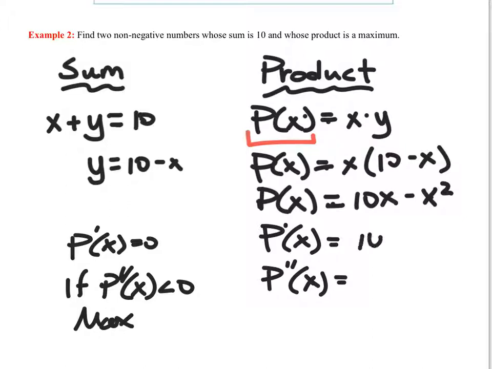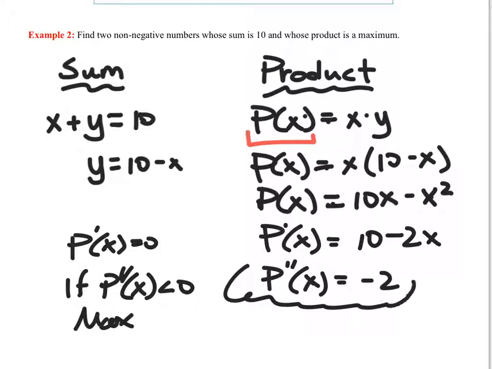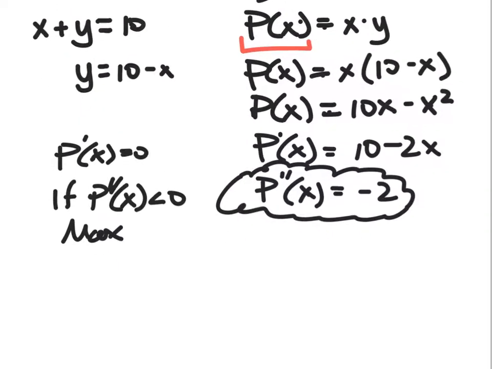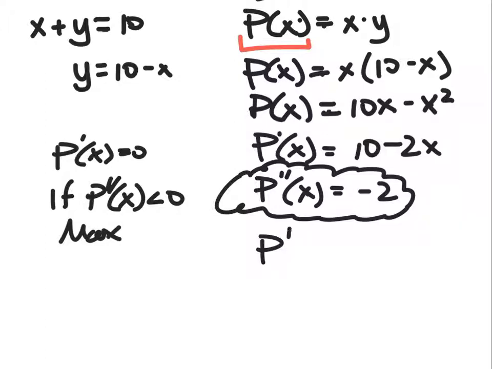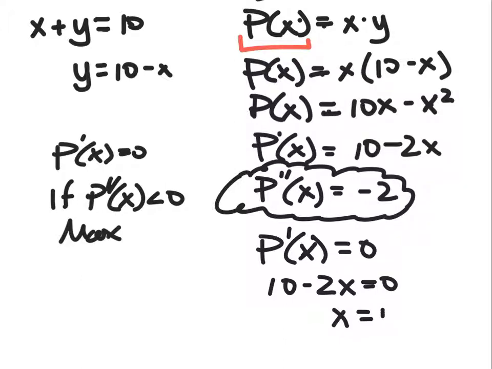So I get 10 minus 2x, and the second derivative would be negative 2. What this does is it guarantees me that the function is concave down everywhere. Therefore, wherever p prime of x equals 0, then I have a maximum. So let's set 10 minus 2x equal to 0. It looks like x equals 5.